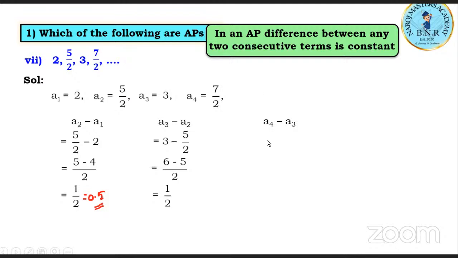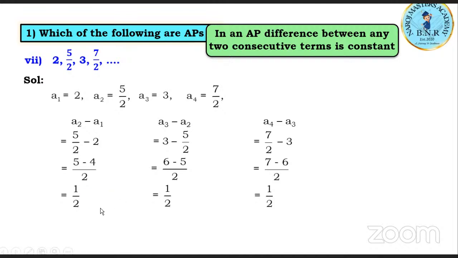So simply look here. A4 value is 7 by 2 and minus A3 is 3. 3 2s are 6. 7 minus 6 by 2. So what is the value here? 0.5. Now can we say directly that the numbers are in AP series?